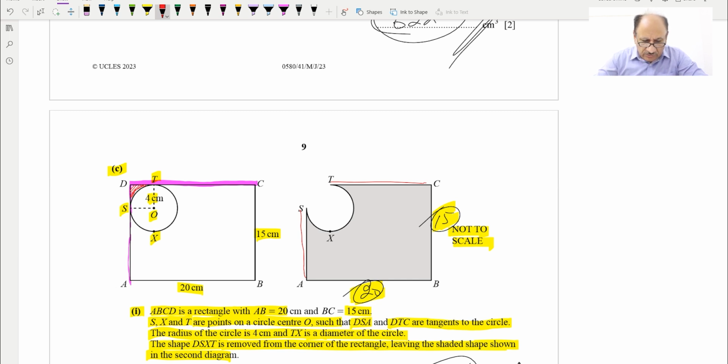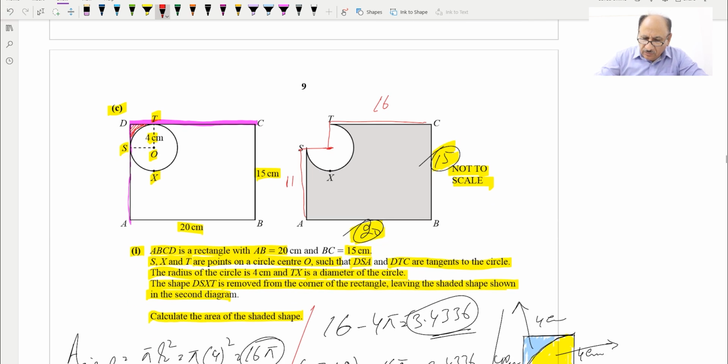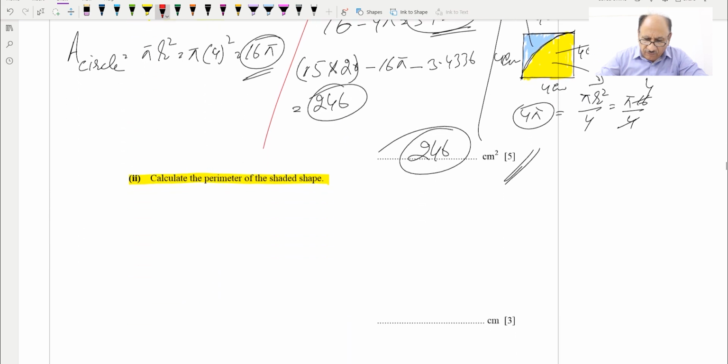So we know that radius is 4, right? So from here till here, if we check this one, 4 removed from 20 side, this side will be 16, and 4 removed from 15 side will be 11. So we need to add 11, 16, 20 and 15. So that will be our perimeter. So 15 plus 20 plus 16 plus 11.